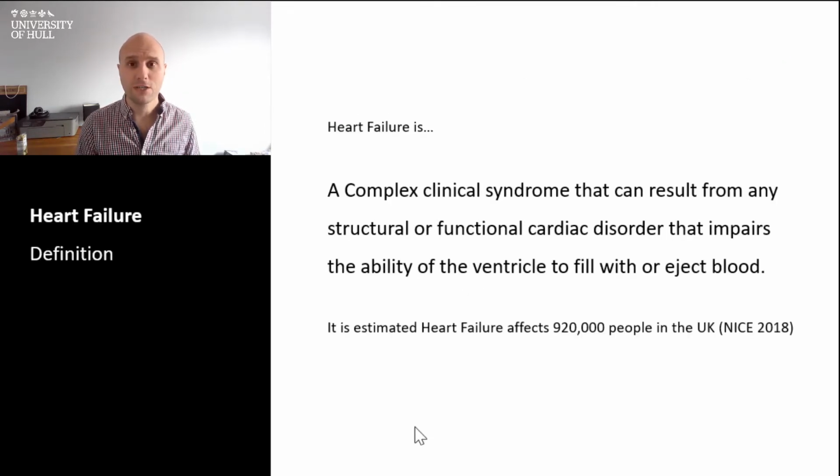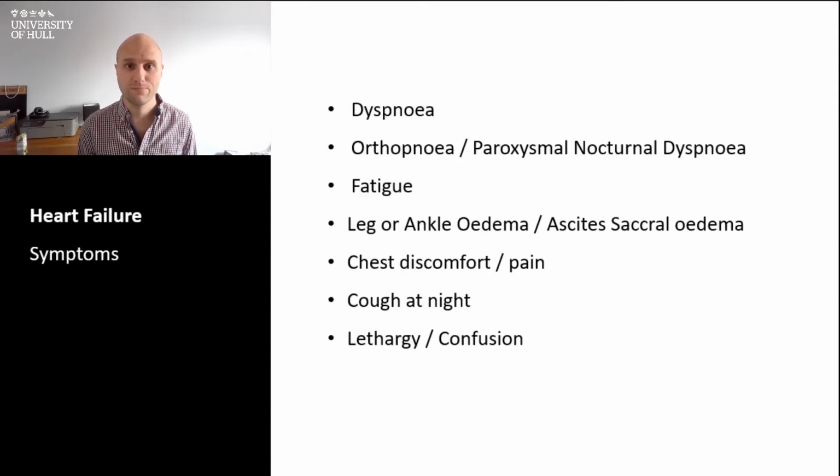So we've got a definition here. Heart failure is a complex clinical syndrome that can result from any structural or functional cardiac disorder that impairs the ability of the ventricle to fill with or eject blood. So it can be an issue with failing to fill the ventricle, or a weakness of the ventricle being able to eject the blood out into the systemic circulation. And it's estimated that just under 1 million people in the UK are affected to some degree with heart failure.